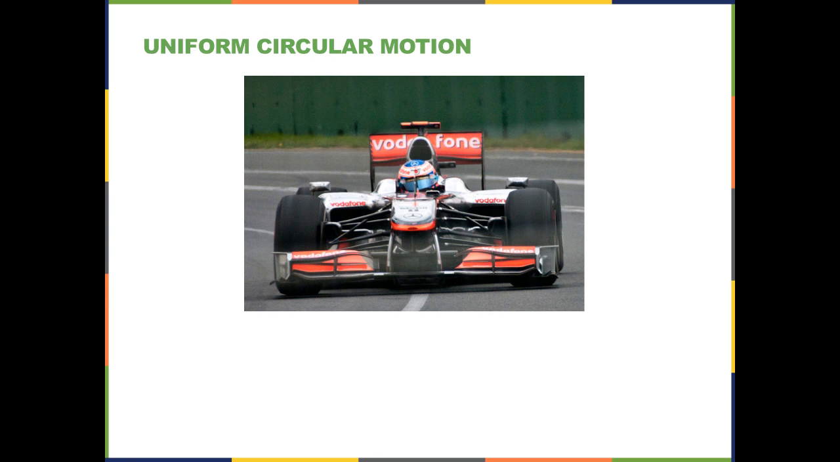This is the last lecture of this quarter in physics, and we're going to end this group of physics lectures with a discussion of uniform circular motion. Uniform circular motion is defined as motion that occurs in a circular path at a constant speed.